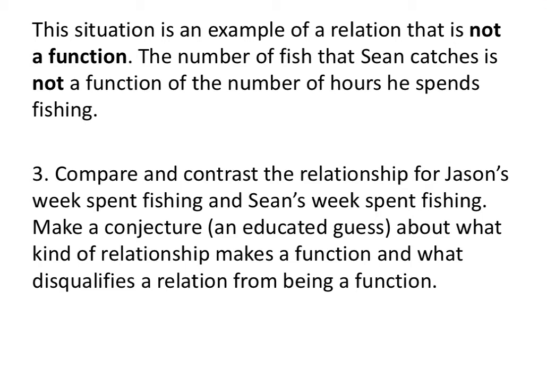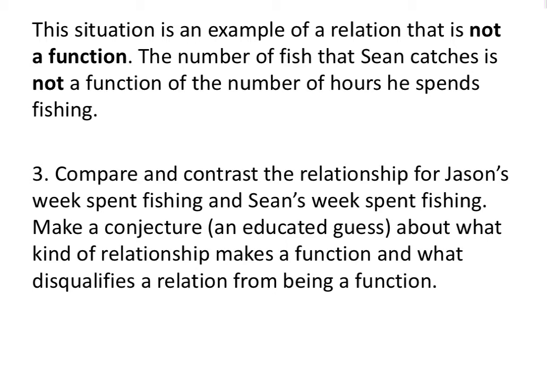Make a conjecture about what kind of relationship makes a function and what kind of disqualifies a relationship from being a function. So remember, you're just looking in a table, you're looking for the x values. If they repeat, then you have to look at their corresponding y values. If they're different, it's not a function. If they are the same, then it still is a function. And then for a graph, we're just looking for it to pass the vertical line test, which we will see on the assignment.